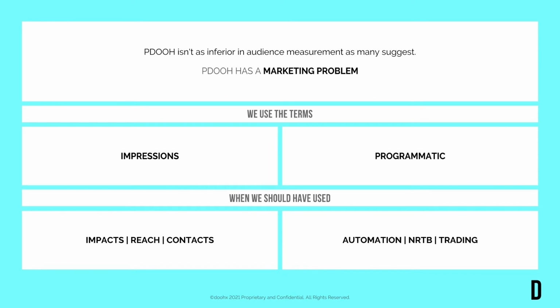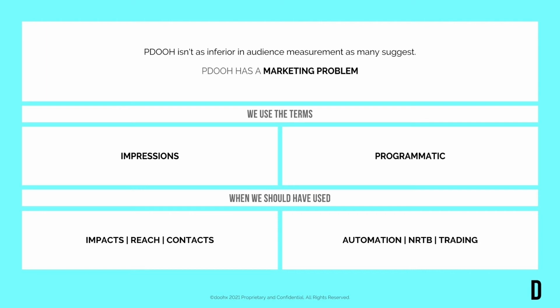Now, a lot of the confusion that comes from audience measurement in programmatic digital out-of-home isn't necessarily that we don't have ways to do it. There are many different metrics we can use to measure audiences, even if they're not quite standardized yet. The bigger issue that programmatic digital out-of-home has is a marketing problem. We adapted the terms of impressions and programmatic directly from the online world when we should have used different terminology, because at the end of the day, it's a different format and these metrics are measured in different ways.